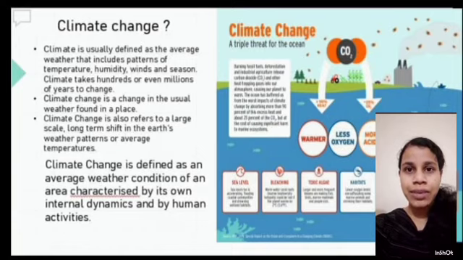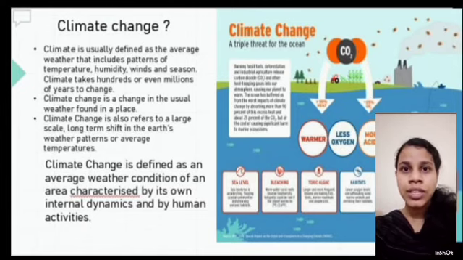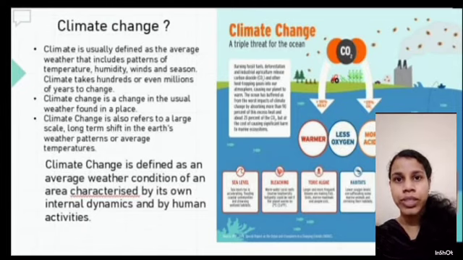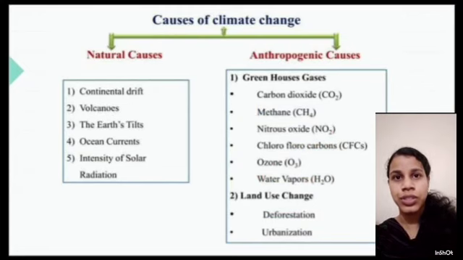Climate change. Climate is usually defined as the average weather that includes patterns of temperature, humidity, winds, and season. Climate takes hundreds or even millions of years to change. Climate change is a change in the usual weather found in a place. Climate change also refers to a large-scale, long-term shift in the Earth's weather patterns or average temperatures. Climate change is defined as an average weather condition of an area characterized by its own internal dynamics and by human activities.